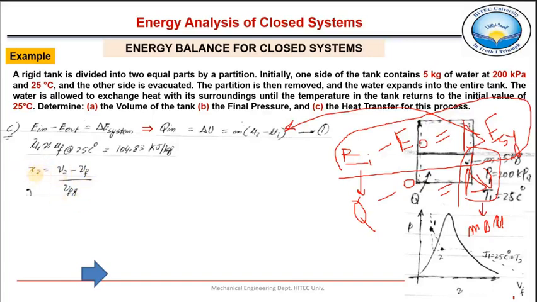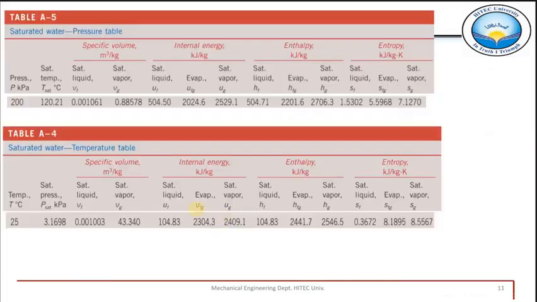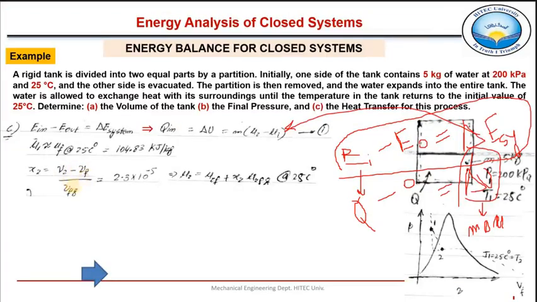So we first need to find out x2, because at point 2 we know volume V2, and point 2 is at a temperature of 25 degrees Celsius. So just put the values of V2, Vf and Vfg at the same 25 degrees Celsius. At 25 degrees Celsius, here are Vf and Vg. So put all these values here. So x2 is 2.3 into 10 to the power minus 5, because this point 2 was very near to the liquid state, so that's why the value of quality is very low.